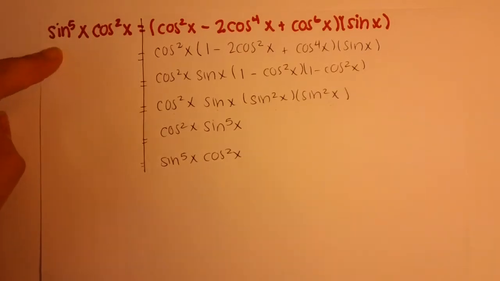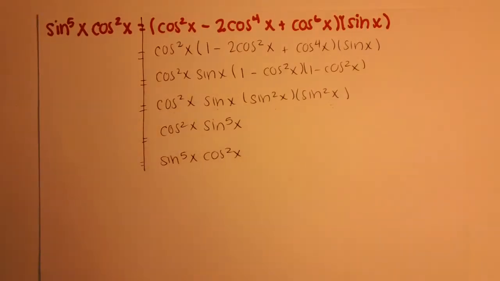Now going from this side would be a lot more complicated and require a lot more thinking and guesswork, so it's always easier to look at the less complicated side and then go to the more complicated side.